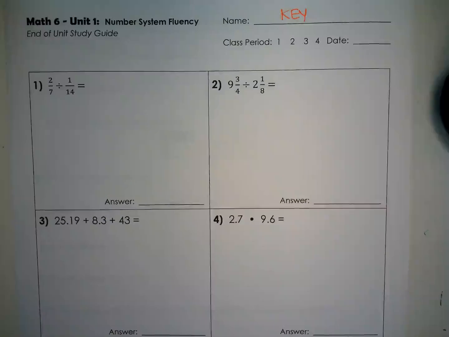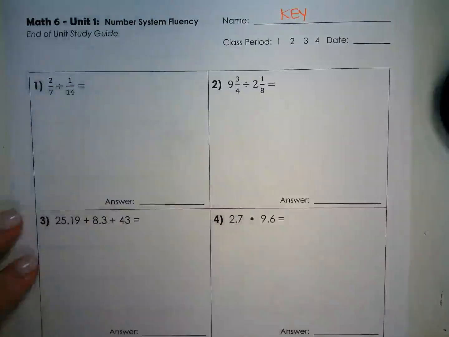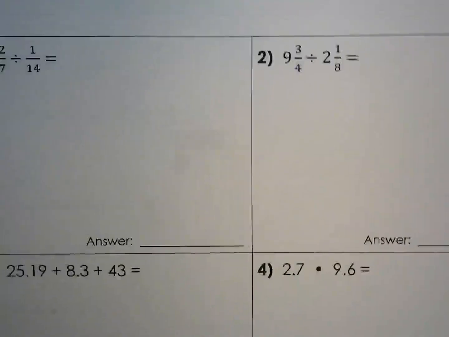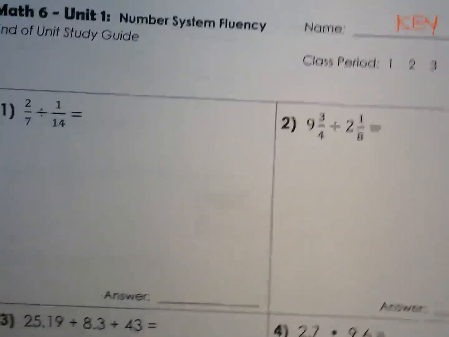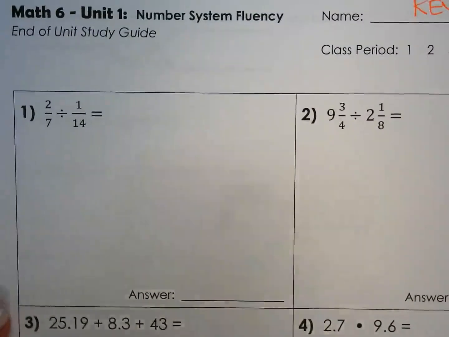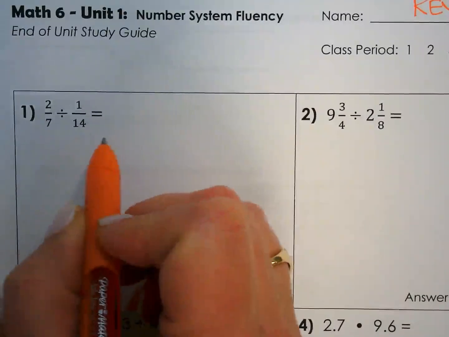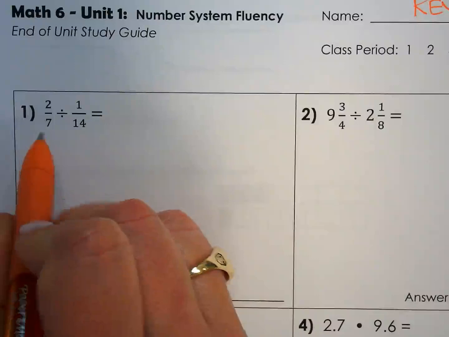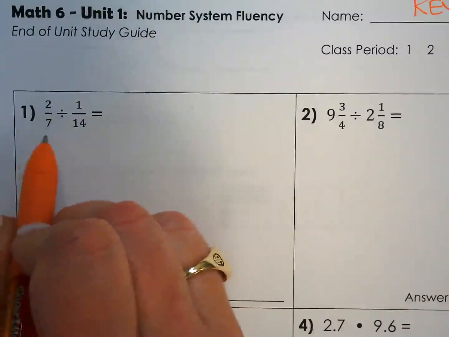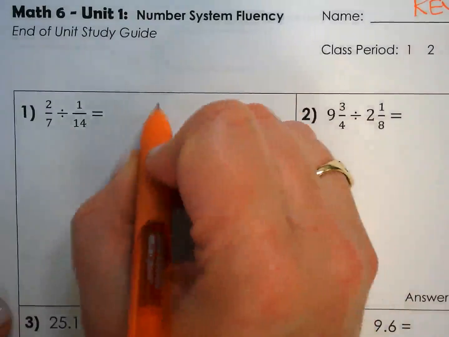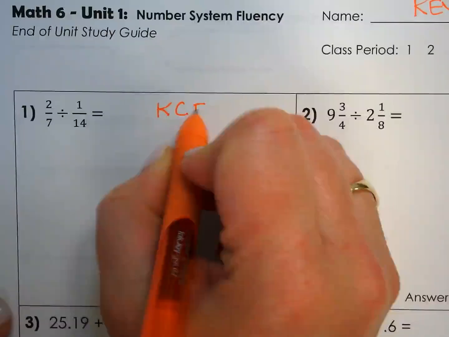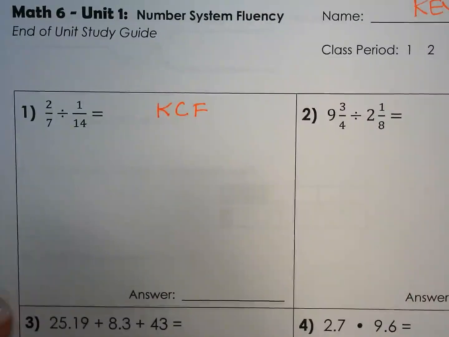So the first question is a division of fractions question, and I'm going to zoom in a little bit so it's a little easier for you all to see. We are going to start with question number 1. Remember that the algorithm for division of fractions is that instead of dividing, we multiply by the reciprocal. Now, we used KCF to help us remember to multiply by the reciprocal.